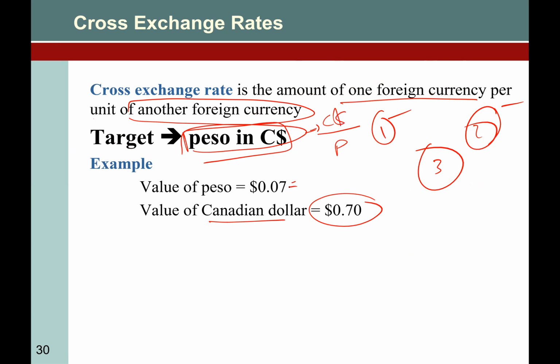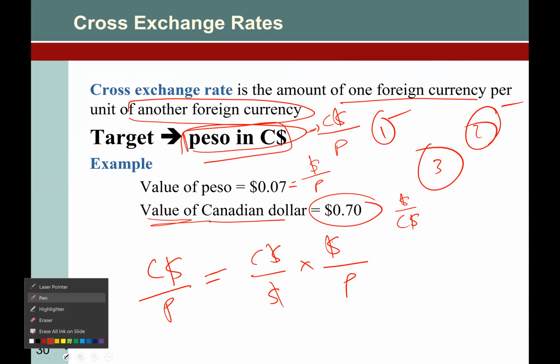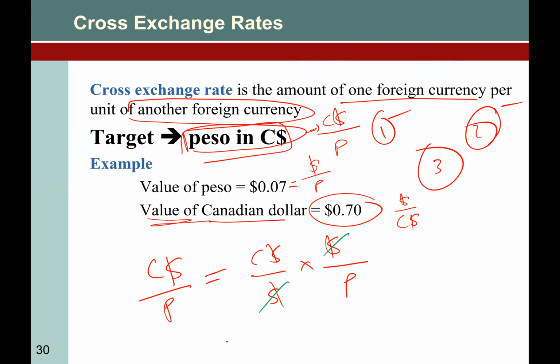And this is the value of peso in terms of dollar, so we can write it down here as dollar over peso. This we can write down here as dollar over Canadian dollar. So we need to find this, and we can create this using the cross multiplication formula. We can convert it into two ratios, right? Because when we multiply, this dollar cancels and we end up with this ratio.